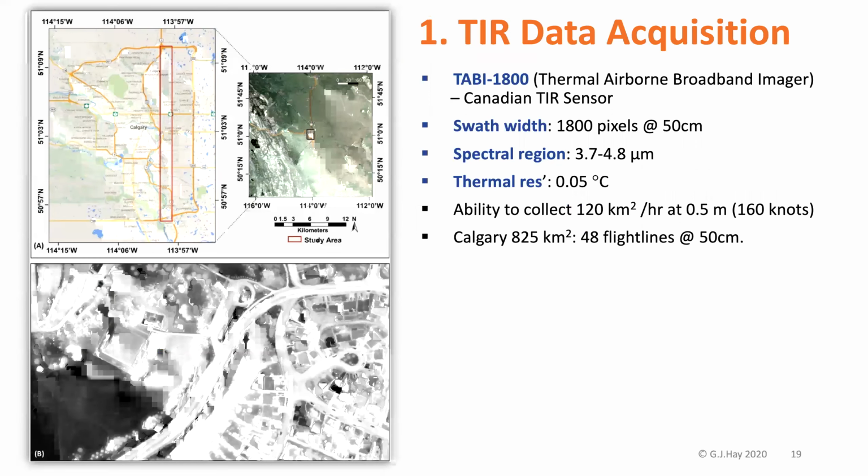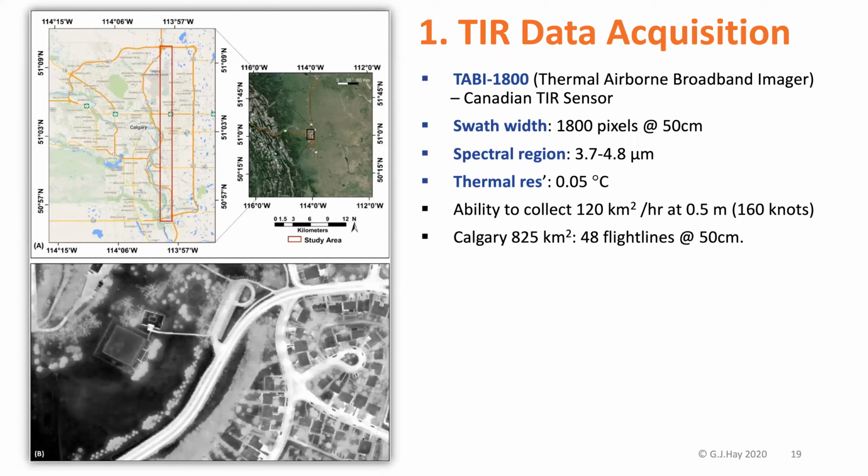So on the left is a map of the city of Calgary. Calgary is in Alberta, Canada. It's about 90 kilometers away from the Rocky Mountains. It's a very large city. Area-wise, it's about 825 square kilometers. It's in the top 15 or 20 largest cities worldwide. We have a lot of space there.